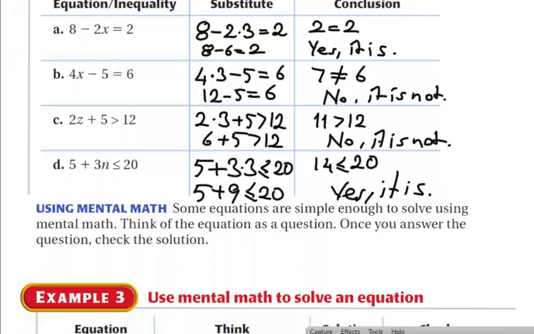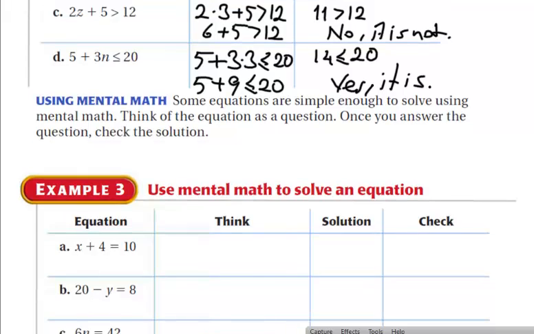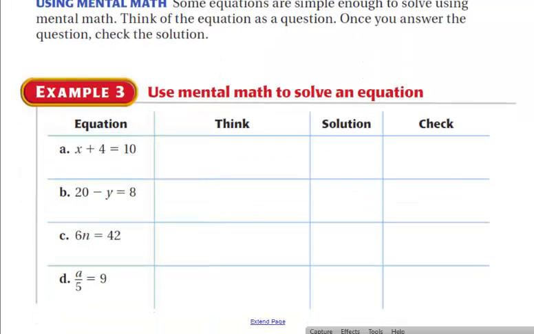Let's move on to the other part of the lesson, using mental math. Some equations are simple enough to solve using mental math. Think of the equation as a question. Once you answer the question, check the solution. Now, let's look at the example in here.